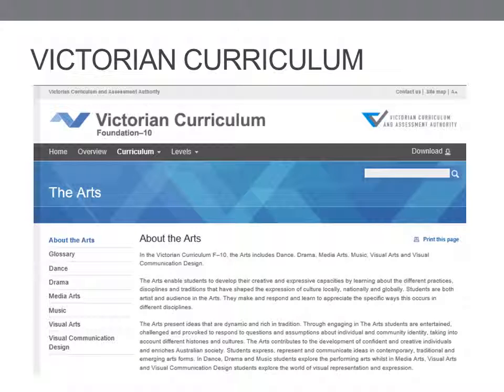So instead of using Ausvals as my curriculum guide for this assignment, I've chosen to use the Victorian curriculum, which will be rolled out in schools from next year. Now, the arts curriculum in general focuses on students being able to express, represent, and communicate their ideas. Something I found really interesting from the rationale here was the notion that students are both artist and audience, and I feel like that's something we've really captured in our collaborative art piece.